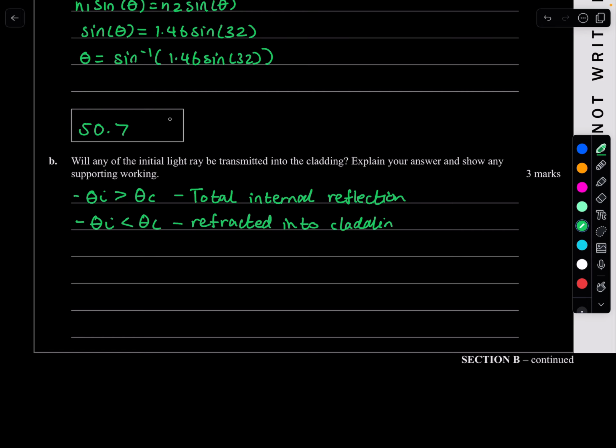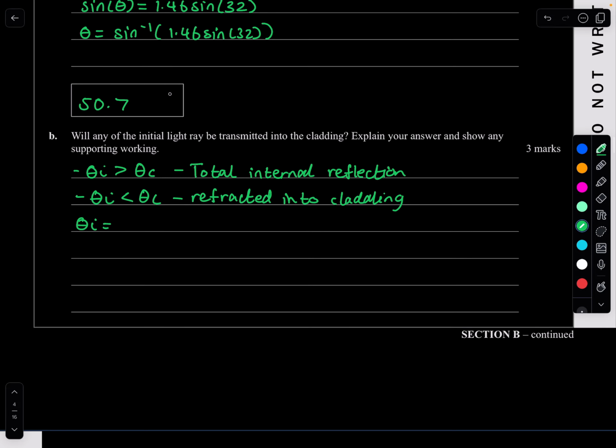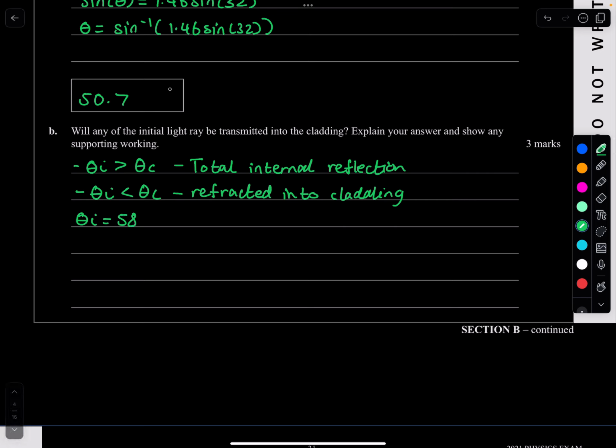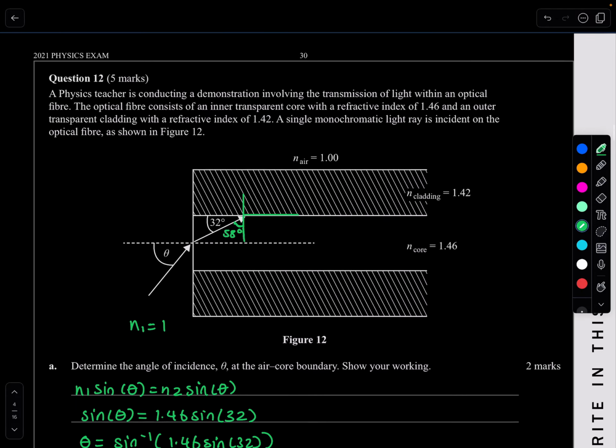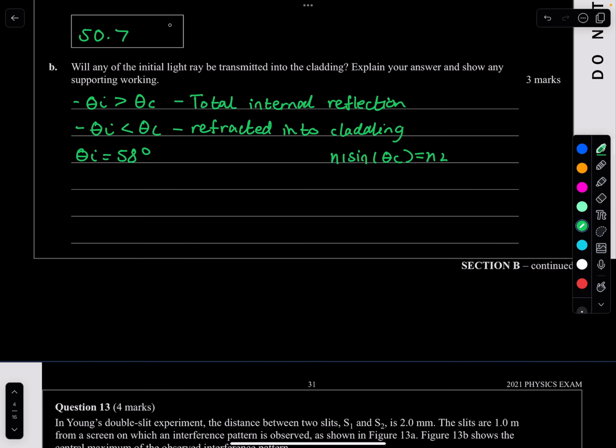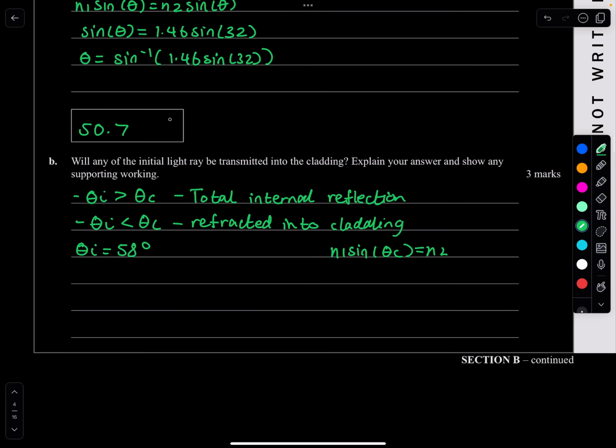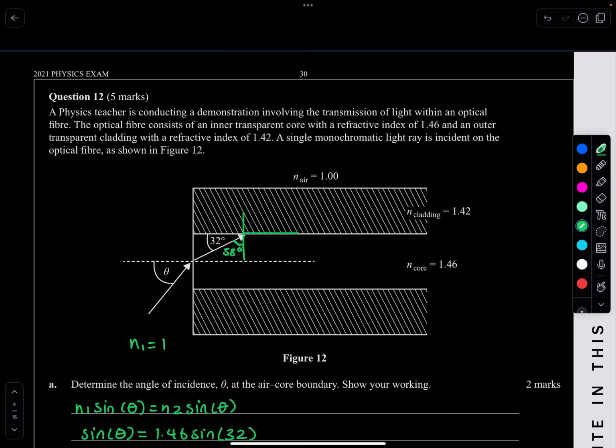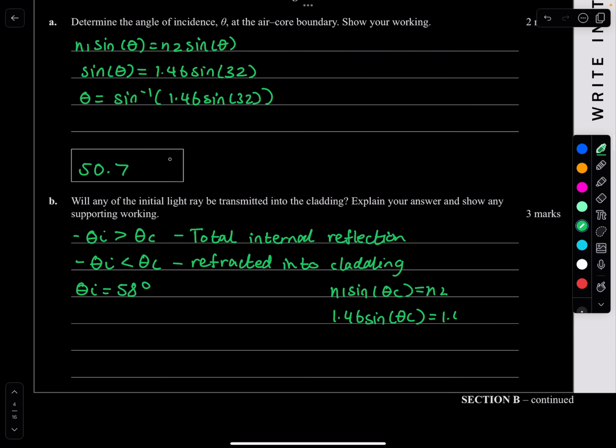Let's check what's happening. We know your angle of incidence is 58. Let's calculate our critical angle. Remember, the critical angle formula is N1 sine theta C equals N2. What's N1? We're going from the core, so that's 1.46, sine theta C, N2, which is 1.42.